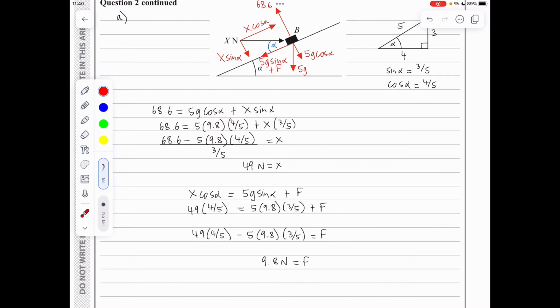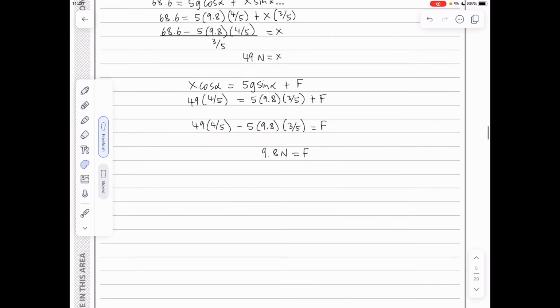If you have solved this question by assuming that F was acting up the plane, you would have found F to be minus 9.8. So this means that the direction is in the other way, so it's down the plane, as we have just found here. And all of this helps us answer the II part, which says state the direction of the frictional force. We just found that it was positive when we assumed it was pointing down the plane, so we simply say down the plane to get the mark.